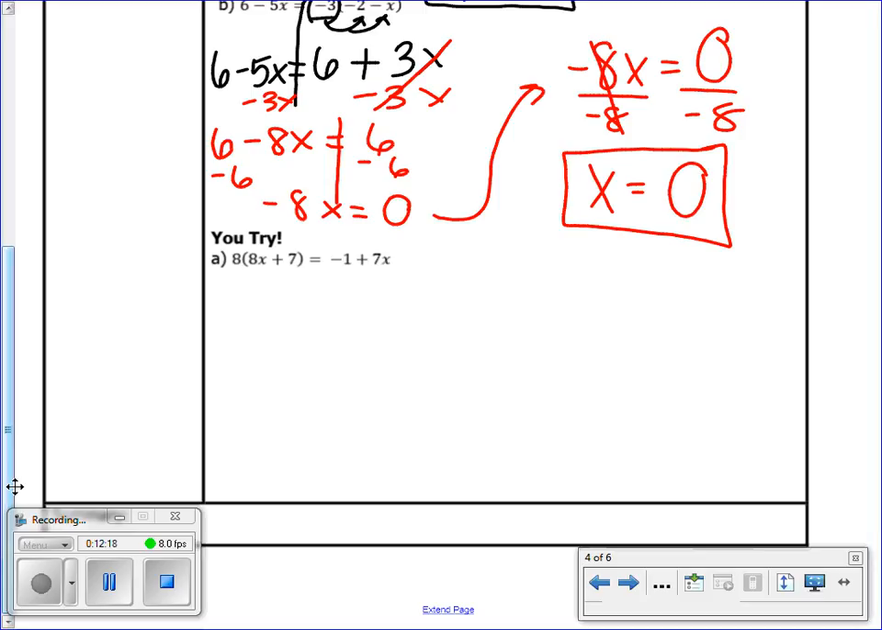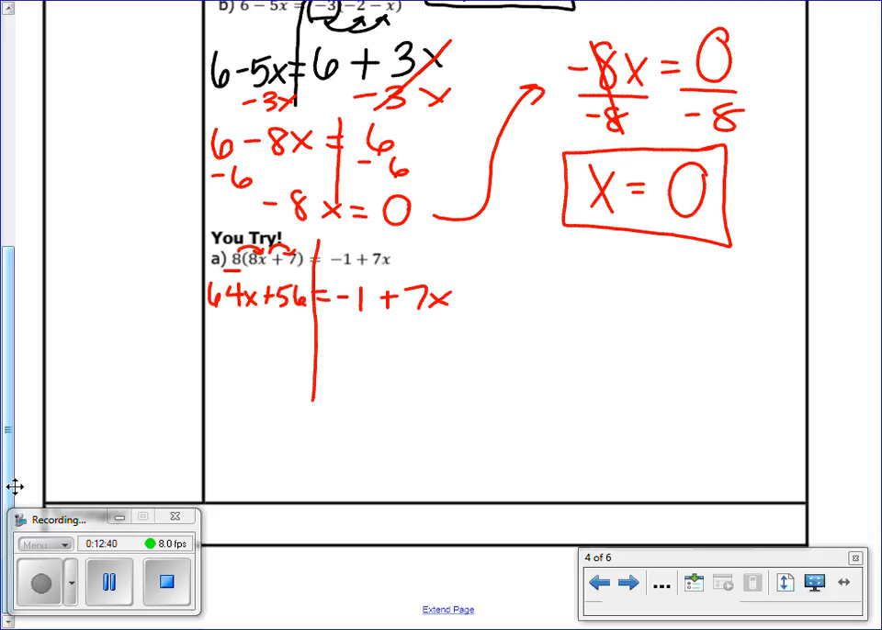For the you try, again, we ask ourselves, do we have a fraction? No, so we don't have to clear it. Next step, distributive property. I have to distribute this 8 to the 8x and the 7. So I get 64x plus 56 equals -1 plus 7x.